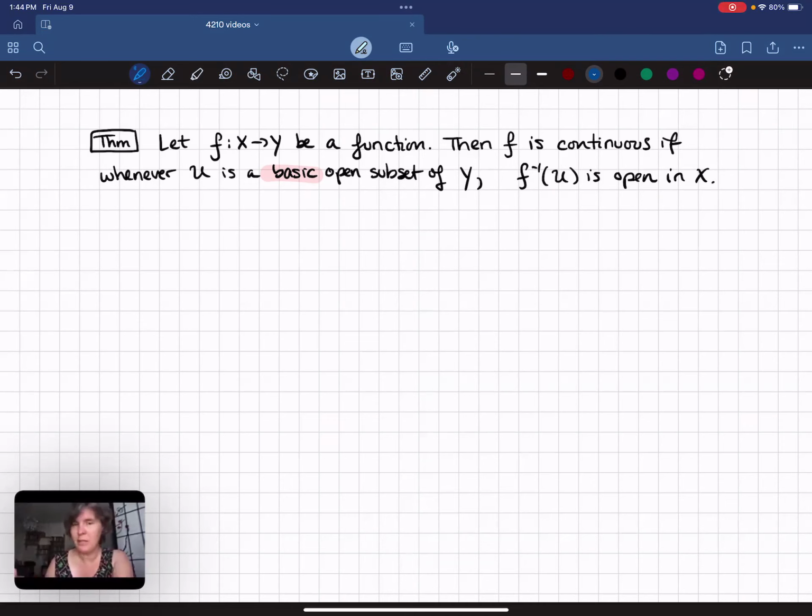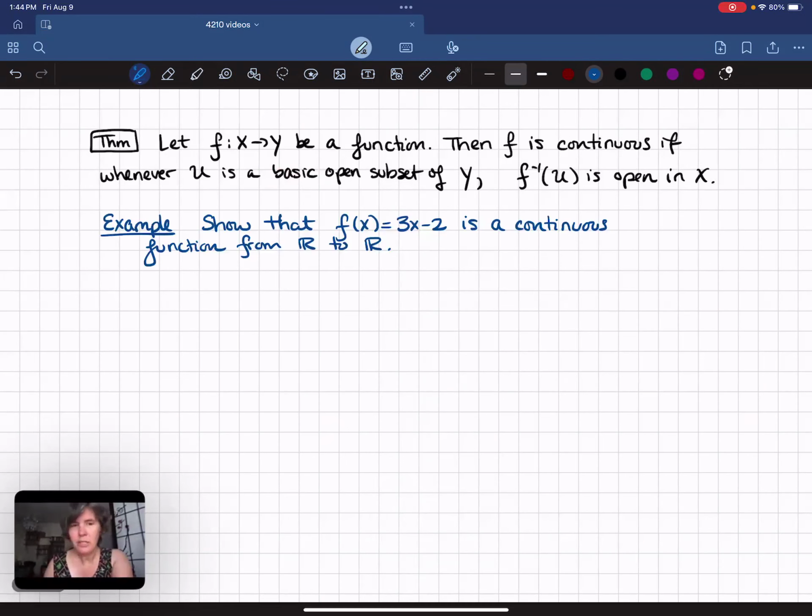Okay, so let's see what that looks like. Here's an example. Let's show that the function f of x equals 3x minus 2 is a continuous function from the reals to the reals with the standard topology. First of all, do we believe that that function is continuous? Does this match our idea of continuity from calculus or real analysis or algebra?